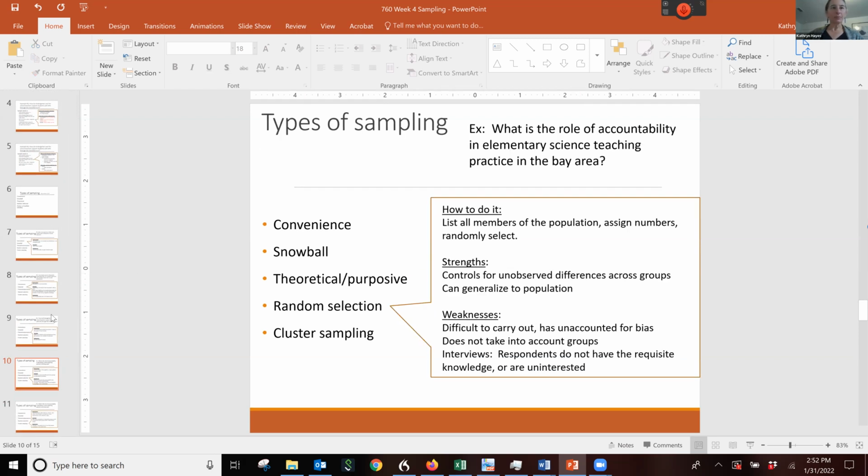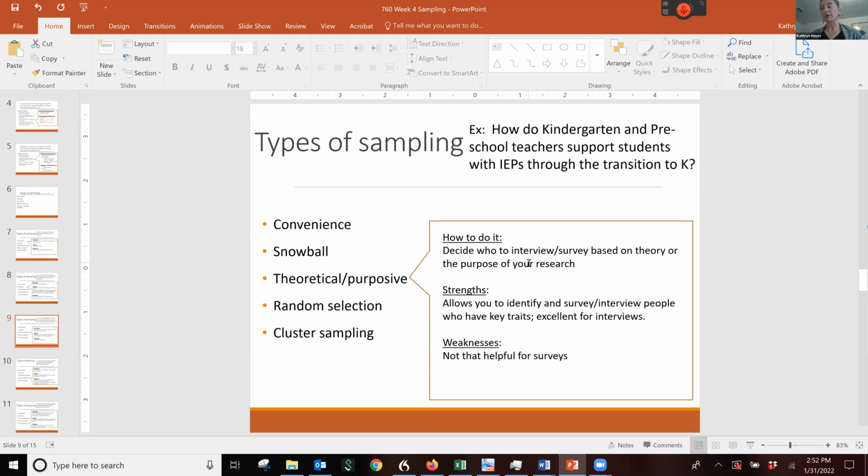Now, another, whoops, I skipped one, way to do it is through theoretical sampling. For many of you, doing an interview study or a case study, theoretical sampling is what you will do. So remember this word. And so I'm going back to the question I used originally: how do kindergarten and preschool teachers support students with IEPs in the transition to kindergarten? Here, your research question is guiding your sampling. Just like I talked about before, theoretical sampling is that I want to interview kindergarten teachers, I want to interview preschool teachers, right? And that I think special education matters. I think general education matters.